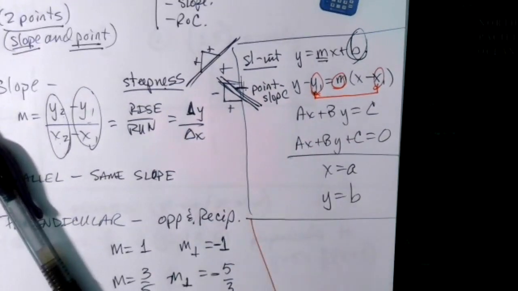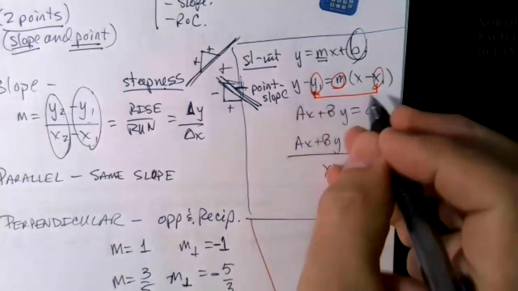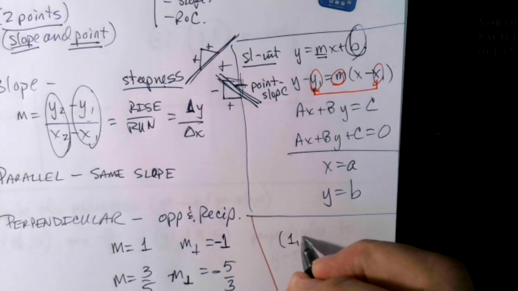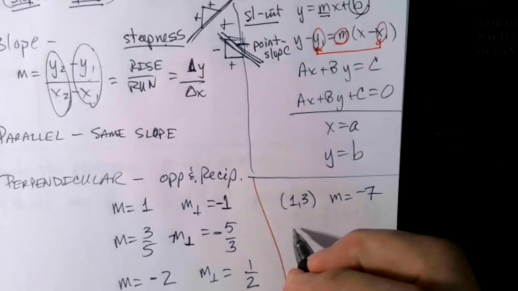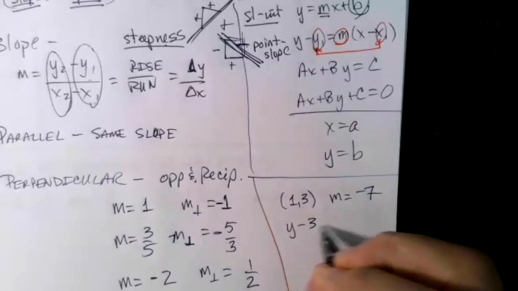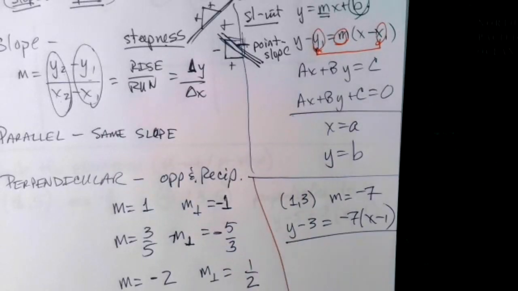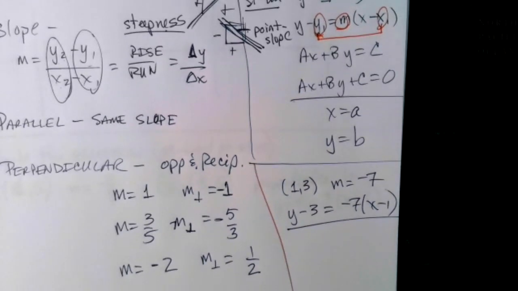Okay, so super easy to write, which is why it is actually my favorite. For instance, if I had 1, 3, and the slope was -7, it's crazy easy to write this. I just say y minus the y value equals -7 times x minus the x value, and boom, I'm done. That is the equation of a line. I don't need to do anything else to it if it doesn't specify a form.